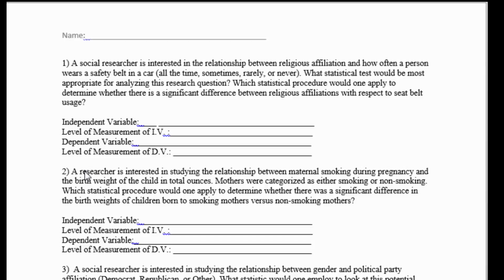On the first page, reading through each of the word problems, look in the first sentence and the last sentence to determine what our variables are. For example 1, if we read through our first sentence and last sentence, I'll highlight our last sentence to show you the example. Last sentence: what statistical procedure would one apply to determine if there is a significant difference between religious affiliation with respect to seatbelt use?